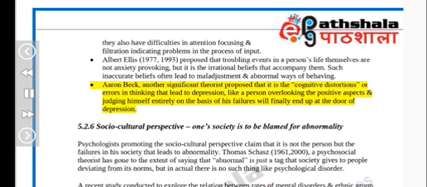Aaron Beck, another significant theorist, proposed that it is the cognitive distortions, or errors in thinking, that lead to depression. Like a person overlooking the positive aspects and judging himself entirely on the basis of his failures will finally end up at the door of depression.